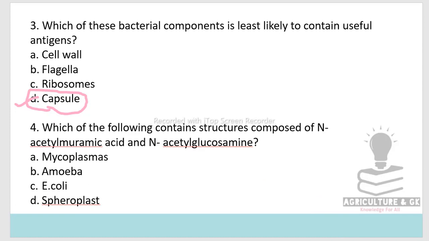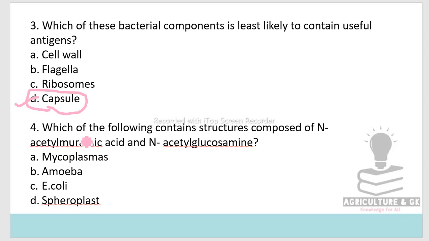And what are antigens? These are the disease causing substances or organisms that enter the body, and when the antigens enter the body, our body starts making antibodies. So capsules are least likely to contain these antigens. And how are these useful? Because the body will make antibodies to fight a certain disease. So antigens help in creating immunity, innate immunity. So our answer here is D. Capsule is least likely to contain useful antigens.